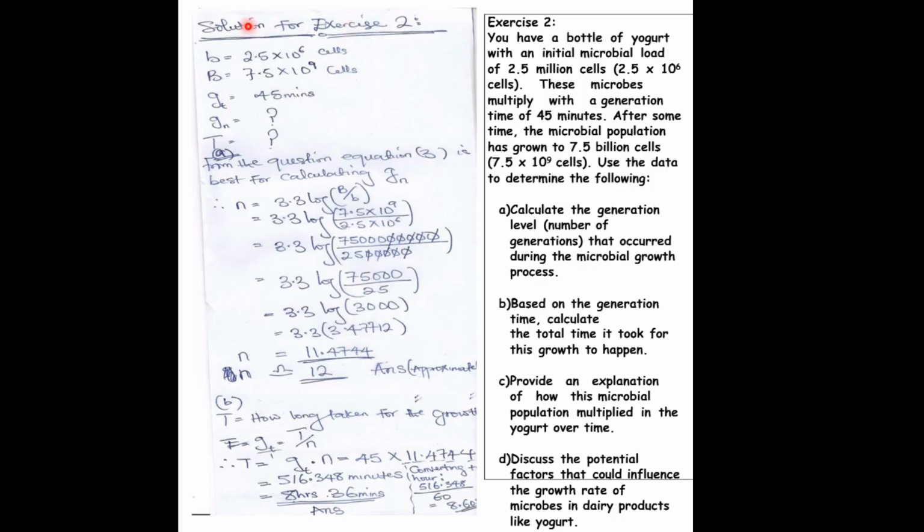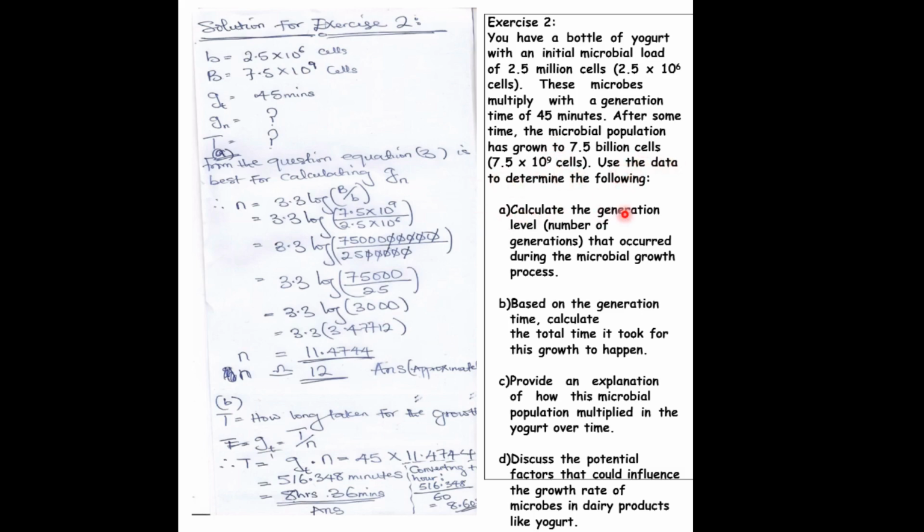This is exercise 2. If question 2 reads this way: you have a bottle of yogurt with an initial microbial load of 2.5 million cells, that is equivalent to 2.5 times 10 raised to the power 6 cells. Full stop. These microbes multiplied with a generation time of 45 minutes. After some time, the microbial population has grown to 7.5 billion cells, which is equivalent to 7.5 times 10 raised to the power 9 cells. Use the data to determine the following.